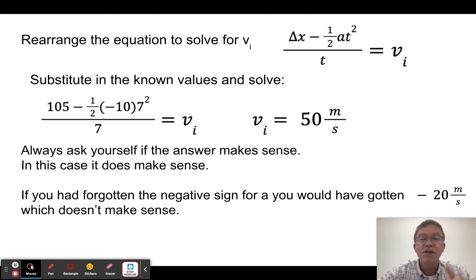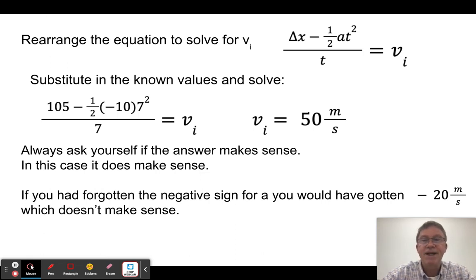I'm going to substitute the values in, being very careful with my negative signs. So 105 meters of displacement minus 1/2 a, and a is negative 10, times the time squared, over time. And then that's going to give me my answer. And when I solve it, I get 50 meters per second. That seems pretty reasonable. All right.